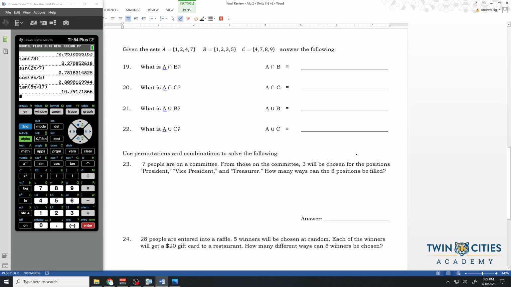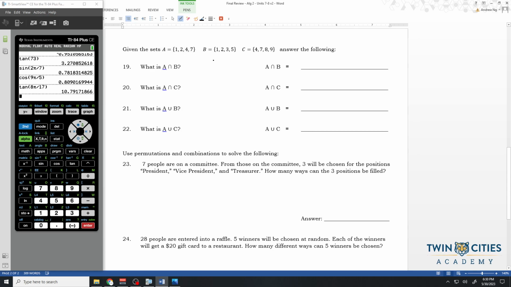All right, the back side. Numbers 19, 20, 21, and 22 use the following sets. Set A is 1, 2, 4, 7. So it's got 4 elements in it. Those elements are 1, 2, 4, and 7.